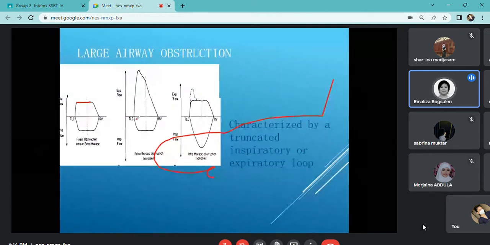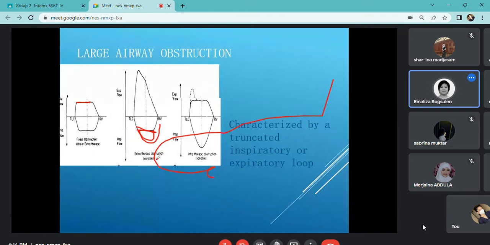Dito naman, ano ang nawala? Etong portion na ito, nawala siya. Dapat pa ganyan yan, pero nag-flatten siya dito. Walang problema dito sa taas. What is missing is this one. Truncated ang tawag dito, doon sa baba. Ito ang tawag dyan, both truncated. Ito naman, yung inspiration portion ang truncated. So ano naman ito? This is your variable extrathoracic obstruction.